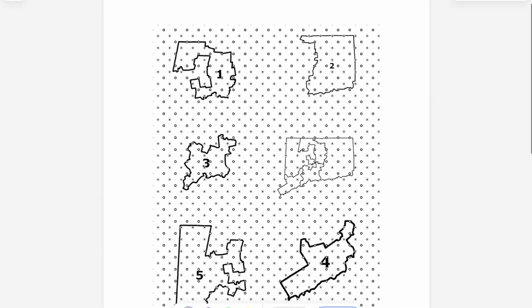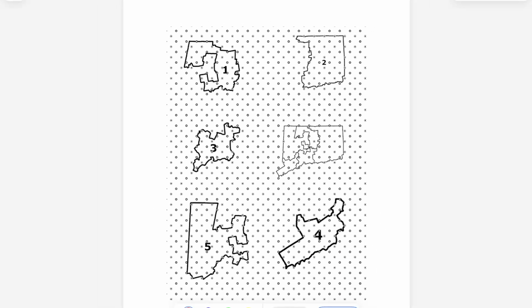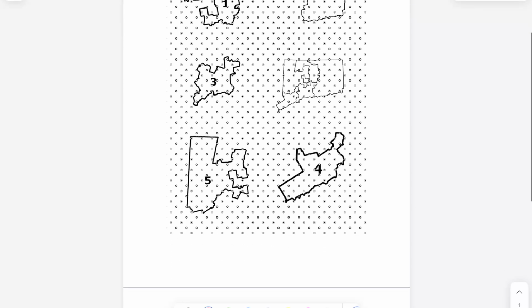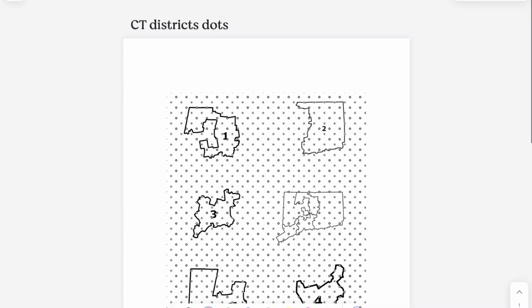So what you see here are the 5 different districts, and then just for fun, I also put the entire state of Connecticut right here. We live in District 4. I think Fairfield and Bridgeport are around here somewhere in District 4. But anyway, I put the dots on it so that we could find the areas. So your job is going to be to find the convex hull ratio of each district.